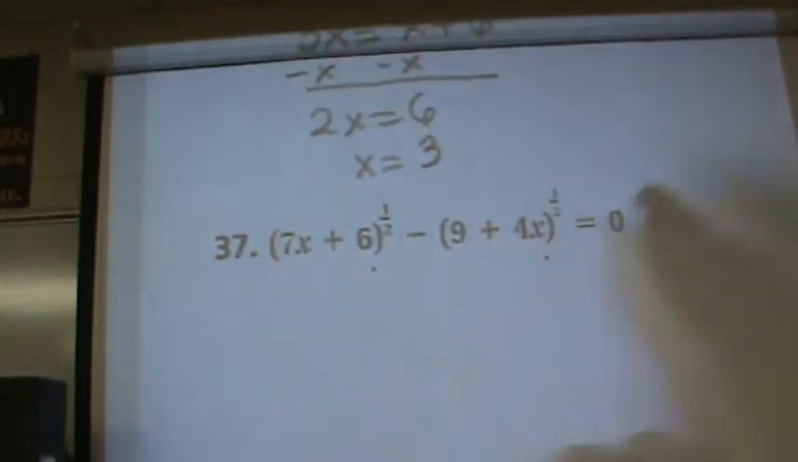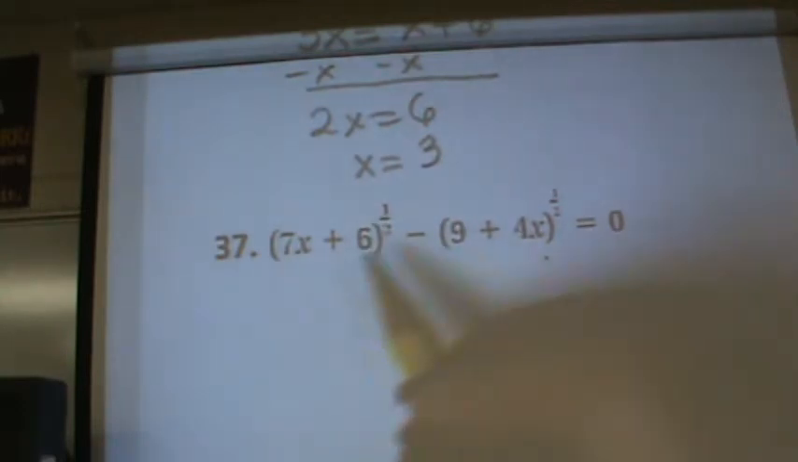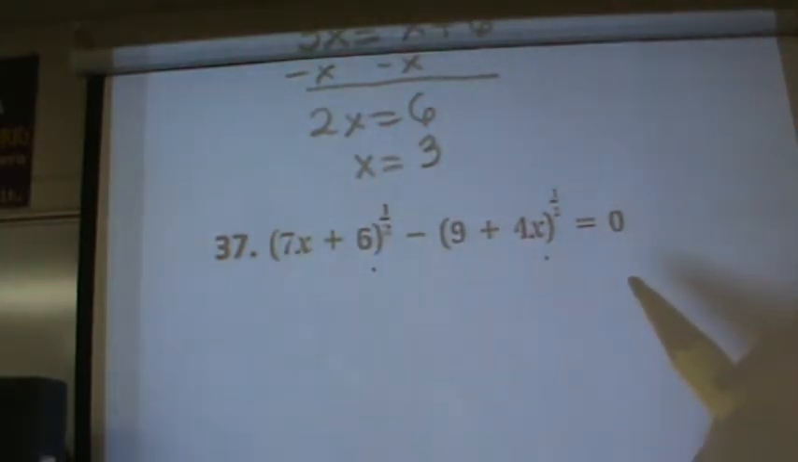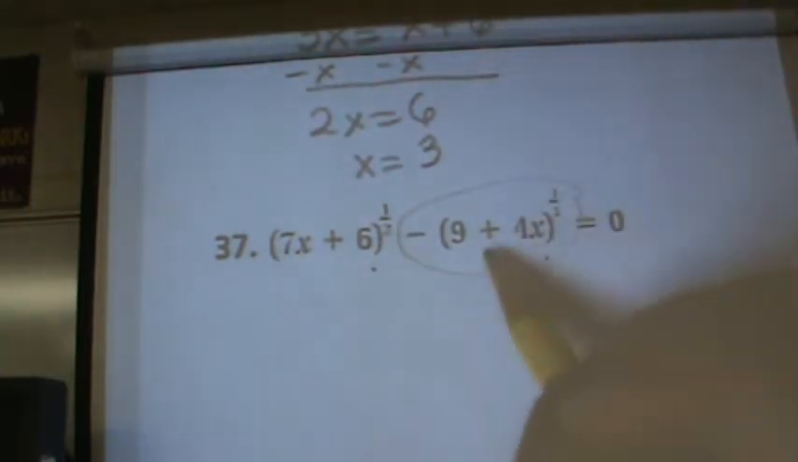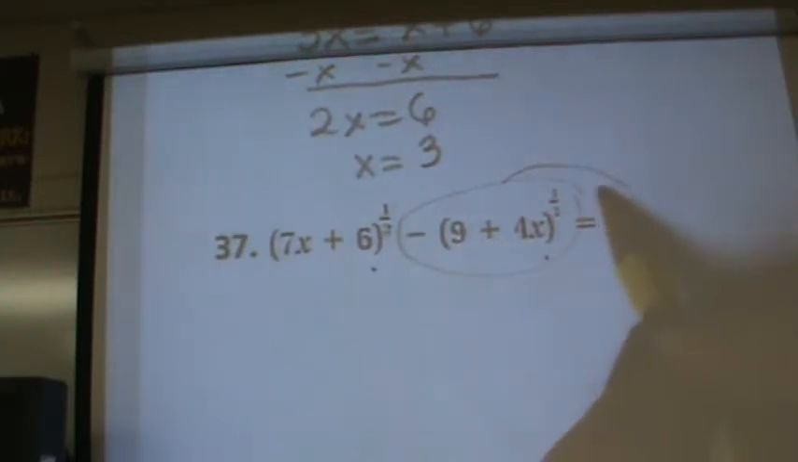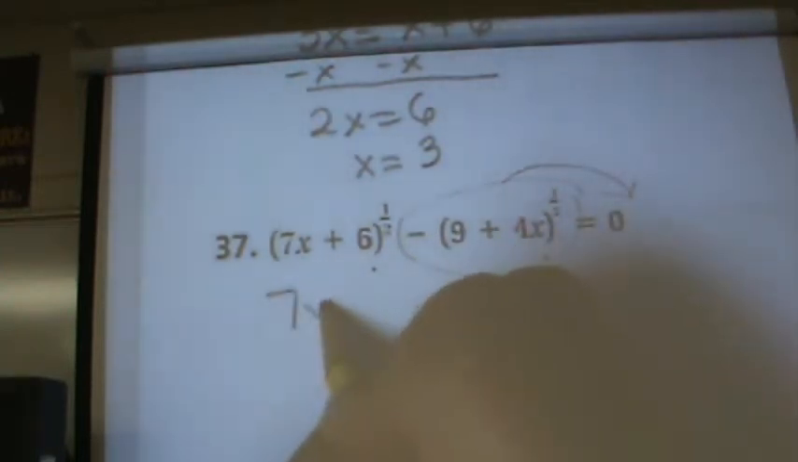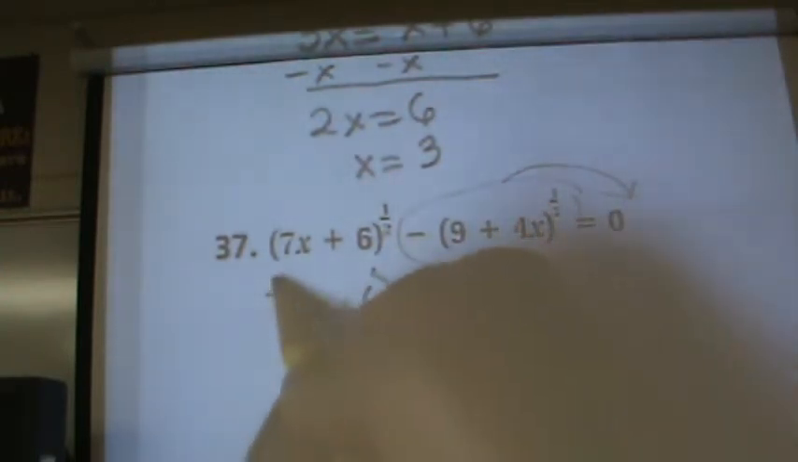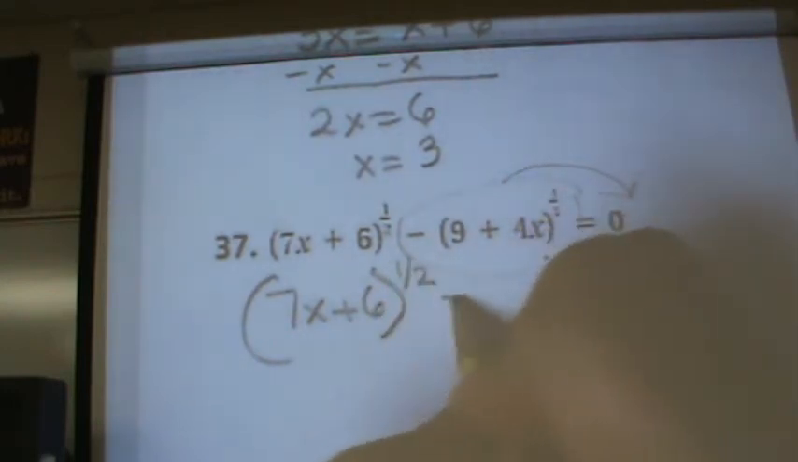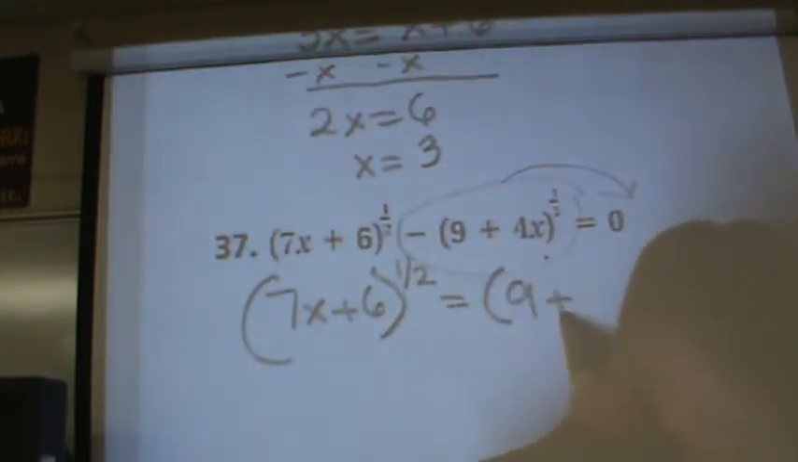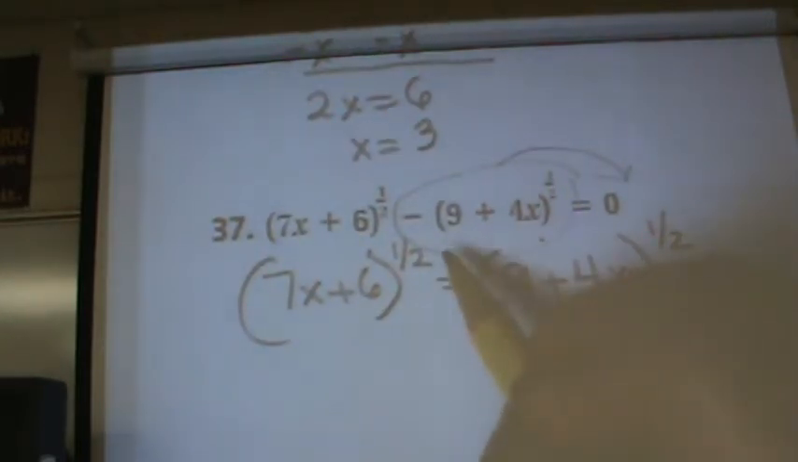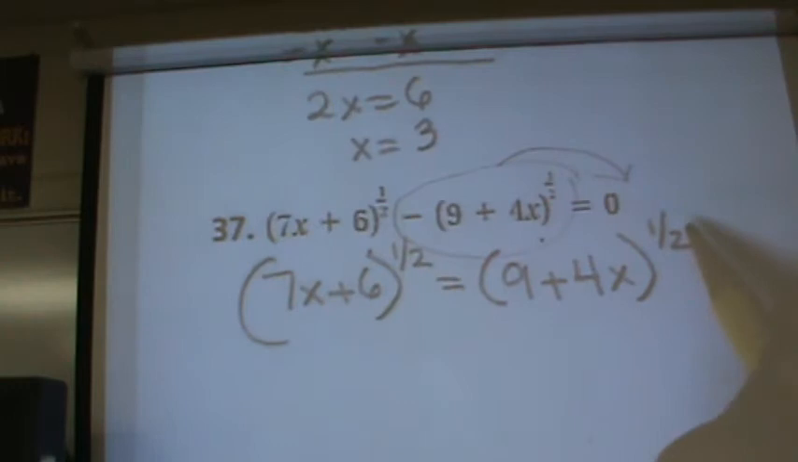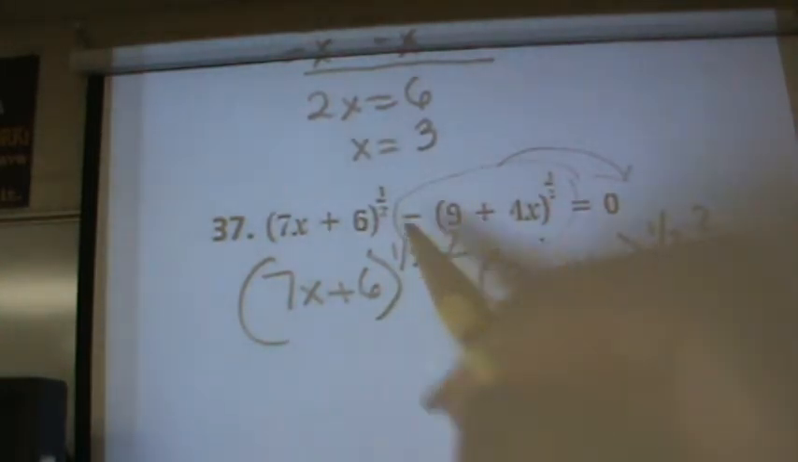Okay, how about this one? This is easy. What do we do with this? Something's gotta go to the other side. We're gonna take all this and move it to the other side. Why? Because we want to set them equal to each other so that we can square both sides. So 7x plus 6 equals 9 plus 4x.